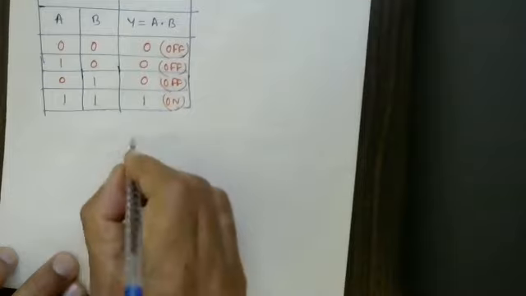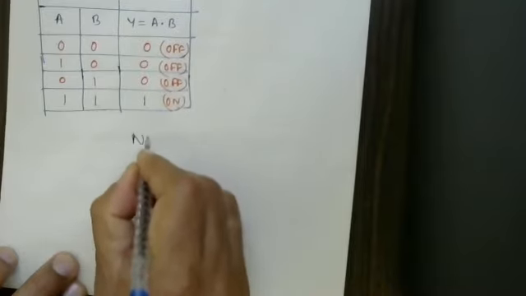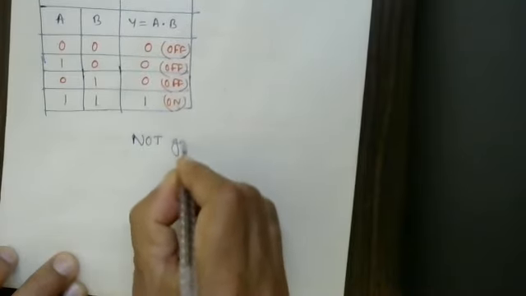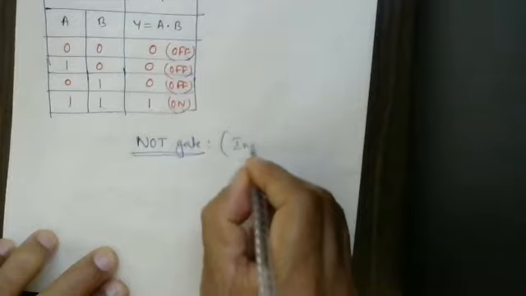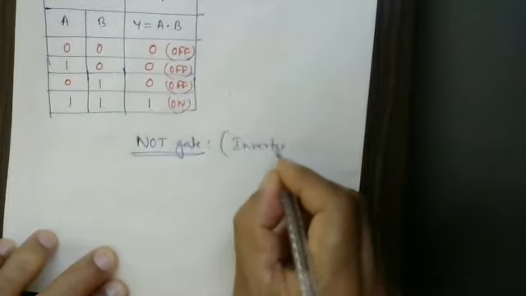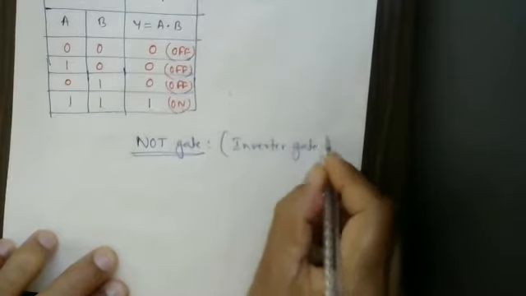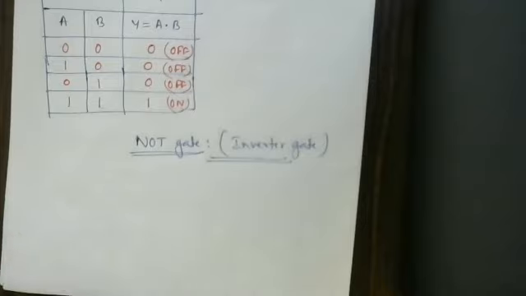The third gate is called by the name NOT gate. NOT gate is also called by the name inverter gate. This is an inverter gate. How are we going to explain the concept of NOT gate or inverter gate?